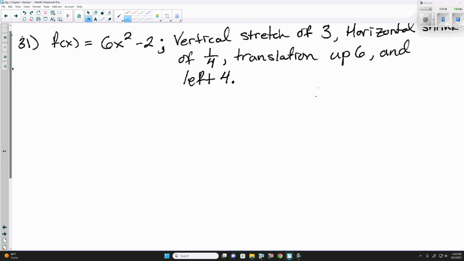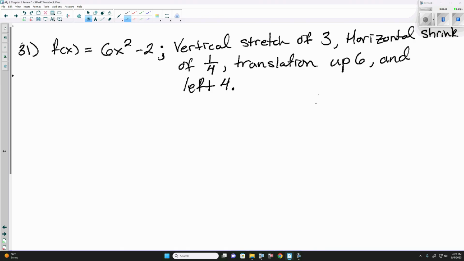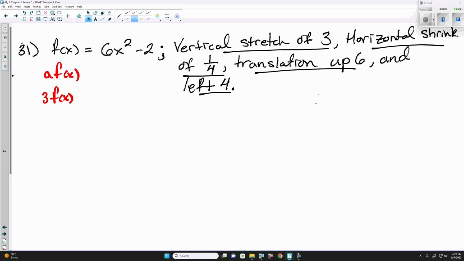Lastly, number 31. Vertical stretch of 3. Horizontal shrink of 1/4. In translation, 6 up and 4 left. So we've got 1, 2, 3, 4 translations, and we're going to do them in order. So vertical stretch of 3. So that'd be a times f of x. Well, our a value is 3 times the function f of x.